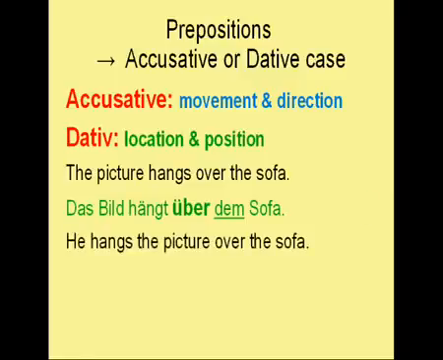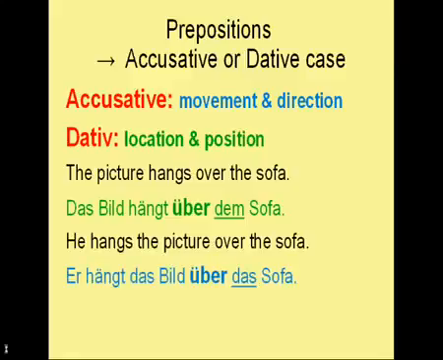What about he hangs the picture over the sofa? Does this imply movement and direction? Or does this also imply location and position? This time it implies movement and direction. Therefore the sentence is in German in the accusative case. And over is again translated with über, and das is the definite article for neuter nouns in the accusative case. The sentence therefore reads, Er hängt das Bild über das Sofa.